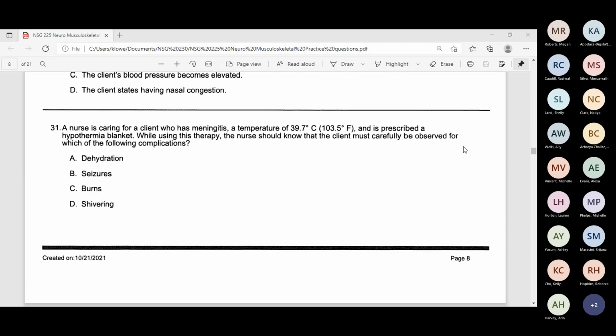A nurse is caring for a client who has meningitis, a temperature of 103.5, and is prescribed a hypothermia blanket. While using this therapy, the nurse should know that the client must be carefully observed for which of the following complications? So if we're putting on a hypothermia blanket for somebody who has 103.5, and we're trying to, I would assume, decrease the temperature, what do we have to observe for?